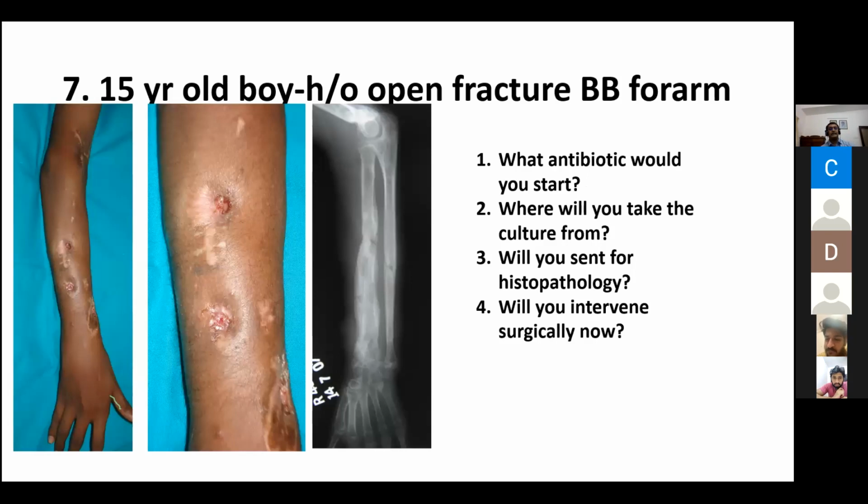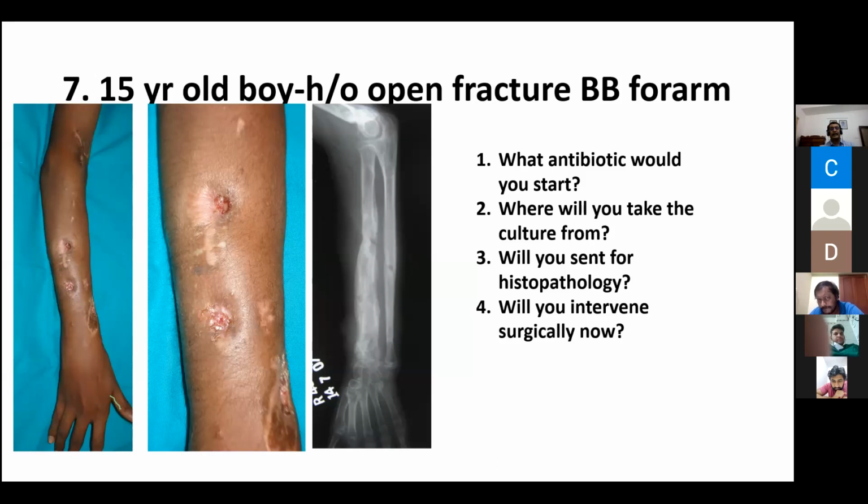Now, this is a 15-year-old boy, history of open fracture, both bone forearm. Now, you can see the picture, draining sinuses are there. What antibiotic would you start? Where will you take the culture? So, what antibiotic will you start? No antibiotics. Yes, we should withhold the antibiotic before taking the culture.